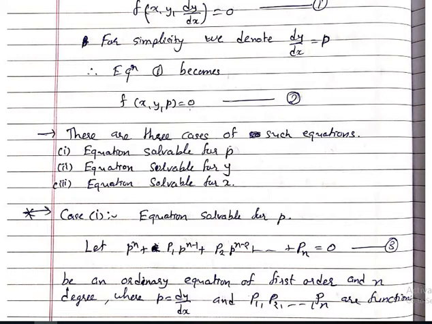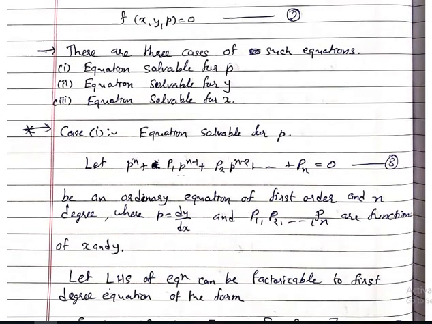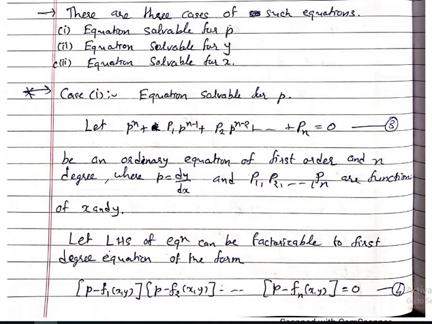Now since it is higher degree, there are three methods to solve them. First one is equation solvable for p directly. Secondly, equation solvable for y. And third one is equation solvable for x. Now, the first case we are starting with is the equation solvable for p.